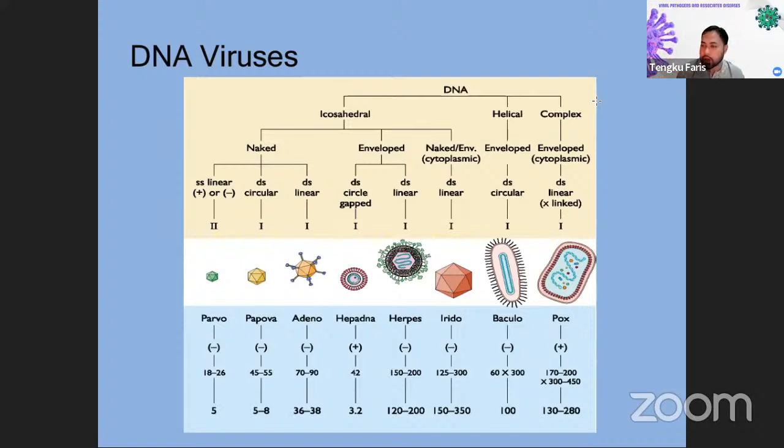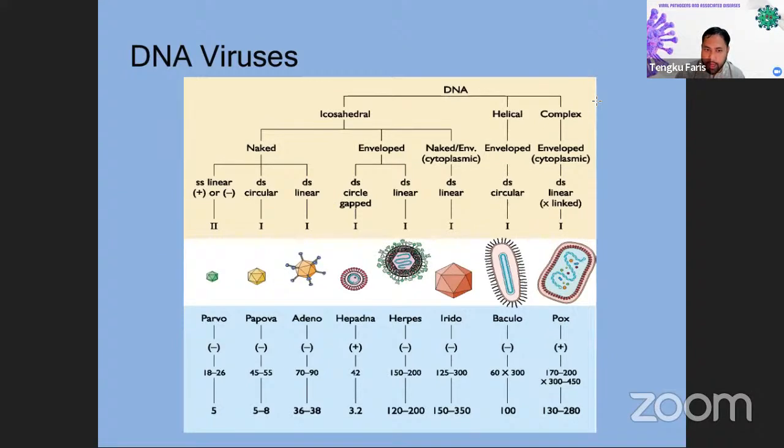So this is a bit complicated. I don't want to confuse you, but as we go through this, I will further explain to you. For the positive one, it can directly produce the RNA, but for the negative one, the virus cannot produce their own RNA. Okay, that is enough for you to know.